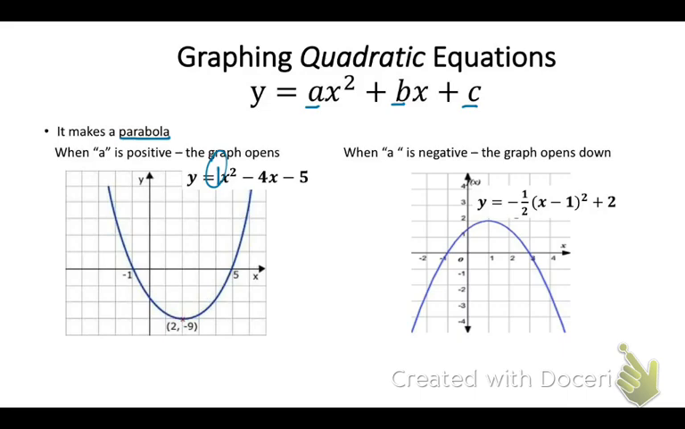A, b, and c are numbers. This makes a shape called a parabola. When a is positive, the graph opens up. When a is negative, the graph opens down.